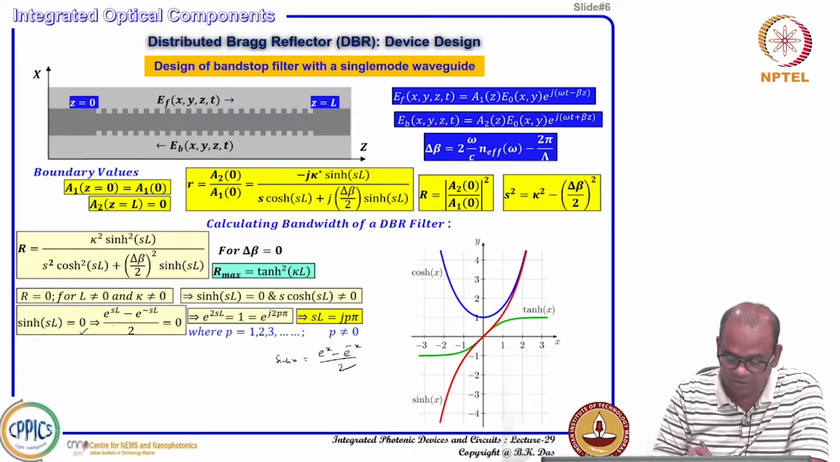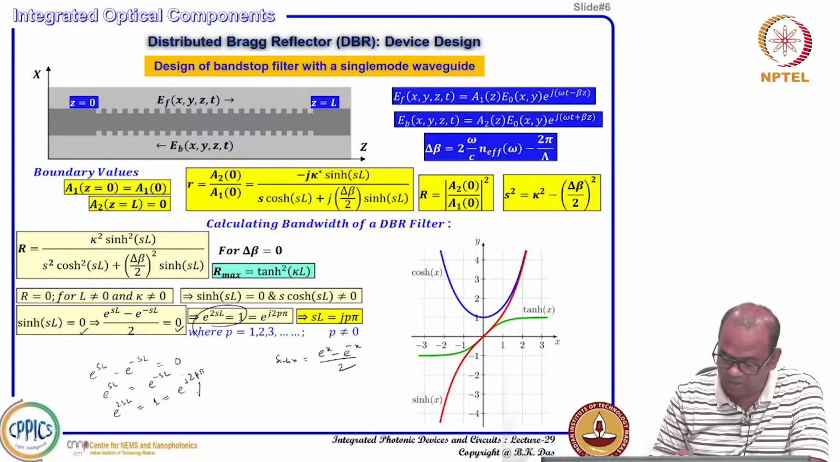That means sinh(SL) = 0, meaning (e^SL minus e^-SL) by 2 equal to 0. If you simplify this a little bit, what do you get? e^SL minus e^-SL is equal to 0, so e^SL equals e^-SL. That means e^2SL is equal to 1. That is what is written here. And 1 can be written as e^(j2pπ), that is what is written.